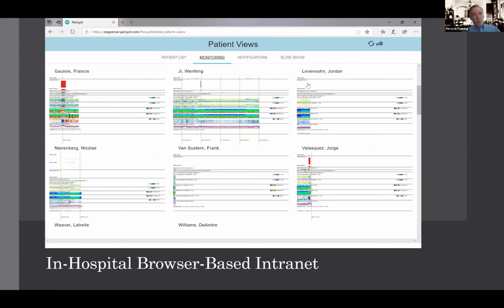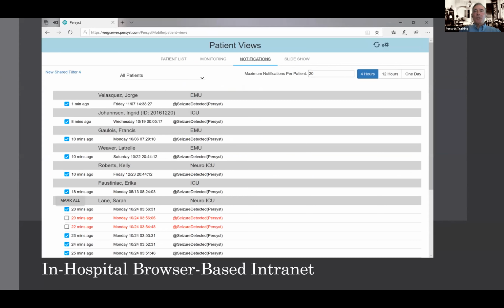Now in a web view within the hospital, you could do it on a browser, you could do it on a tablet, you could do it on an iOS device, we have an iPad app. And we're showing multiple patients and these are going to be updating live for each one of those recordings. So we can have a matrix showing each recording as it's going.